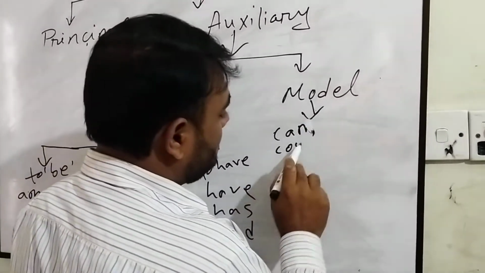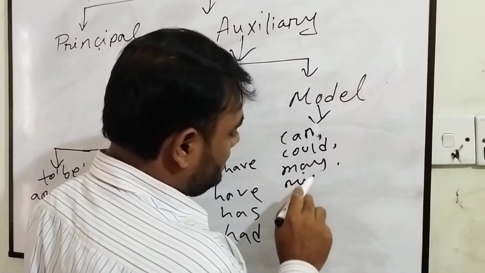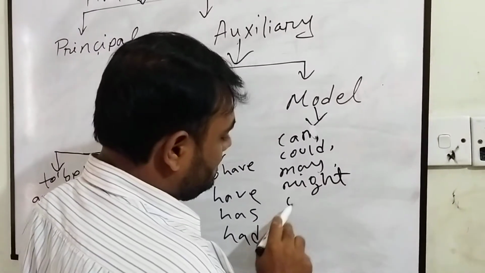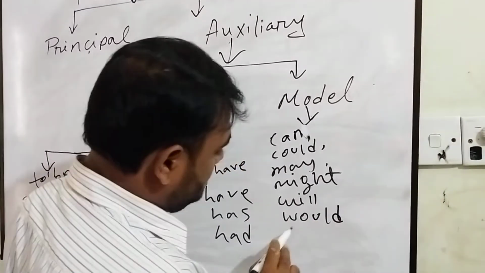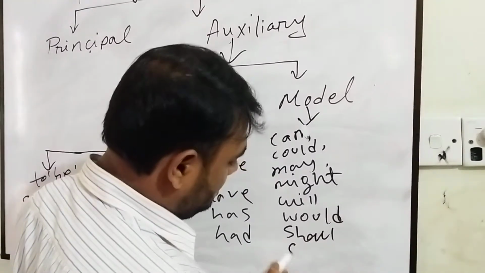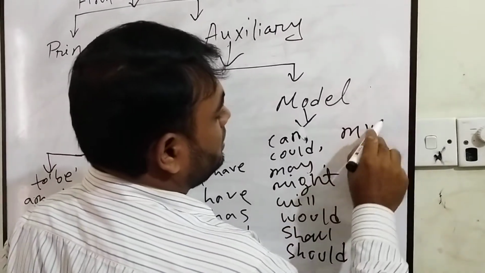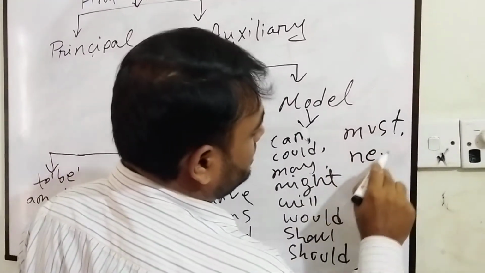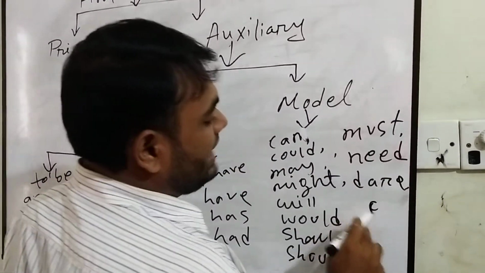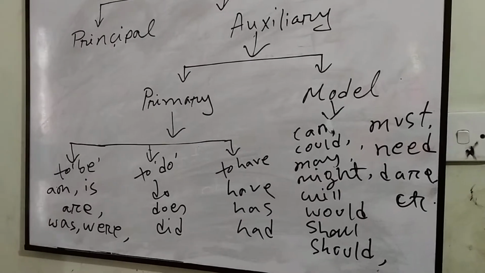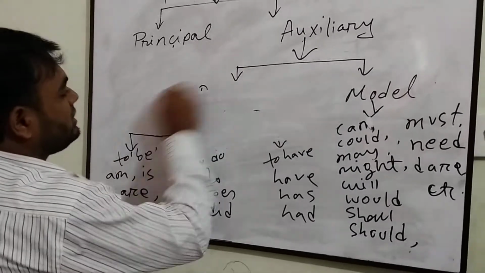Can, could, may, might, will, would, shall, should, must, need, dare, etc. Okay, to make a sentence we have to use a modal auxiliary verb.